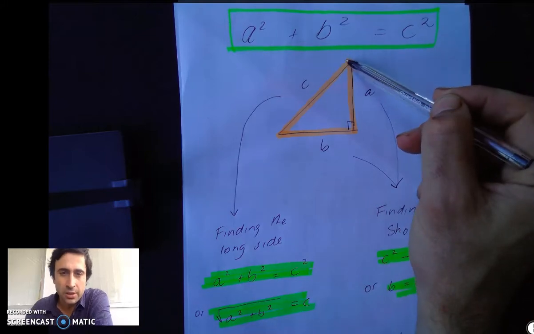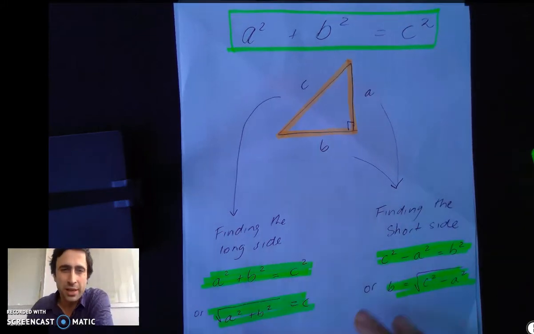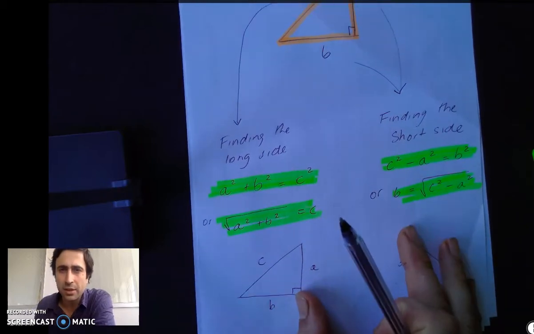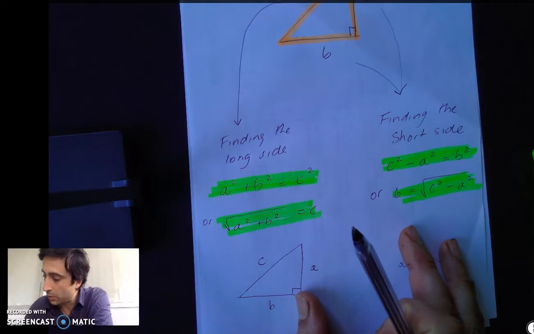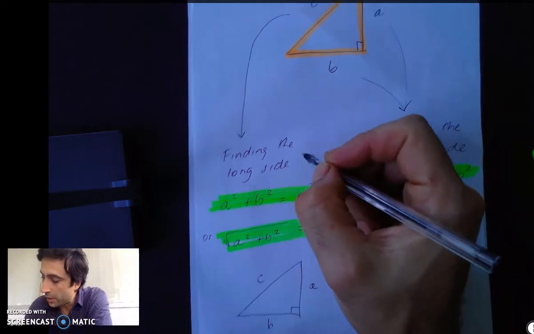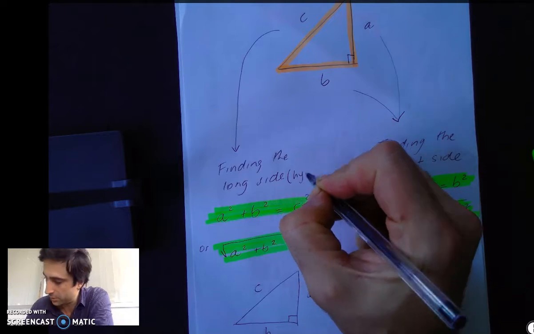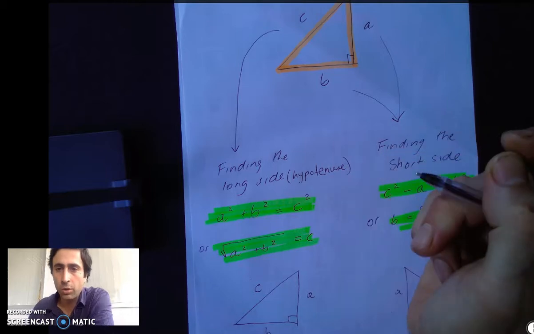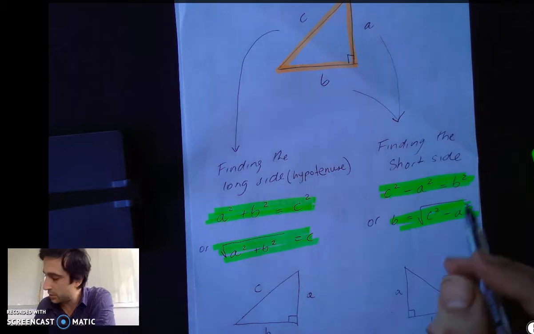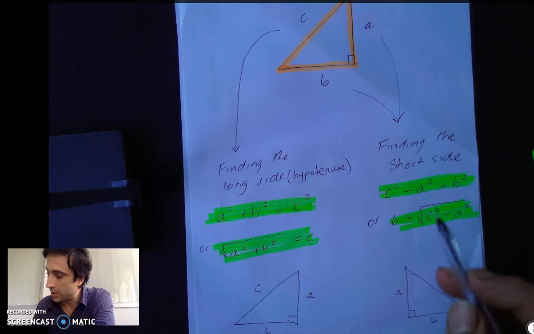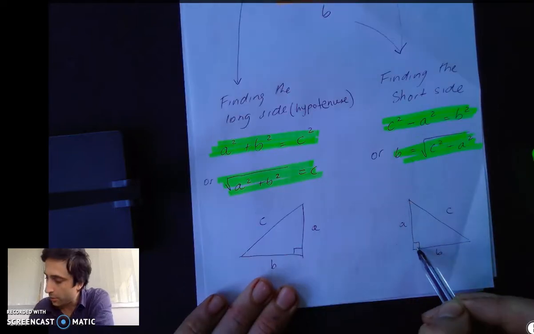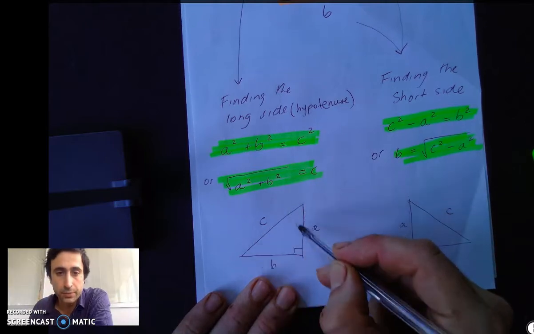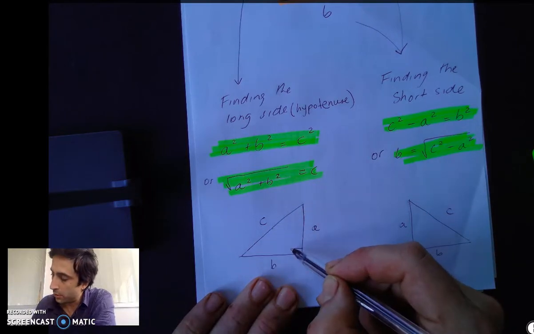But really, when it's all said and done, what problems are we going to have to find if we're doing any Pythagoras questions? And that is, we're either finding the long side, or as we call it, the hypotenuse, or we're finding the short side. In other words, these sides here connected to the right angle. So we're either finding the long side, which is opposite the right angle, or we're finding one of the short sides.